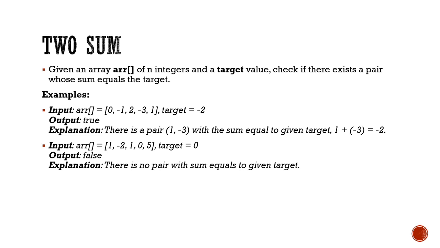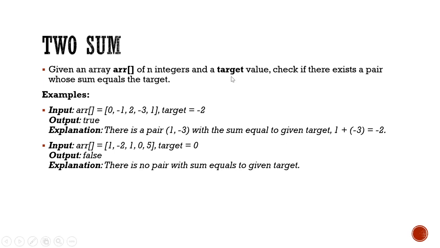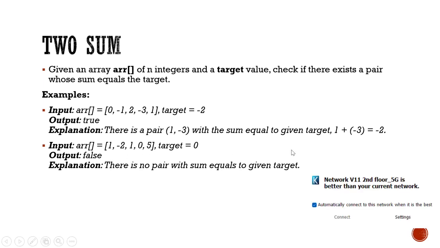In the second input, we have an array of 1, -2, 1, 0 and 5 and the target is 0. We have an integer 0 in the array, but it is one integer. We need two integers to be summed up. So here we cannot sum up any two integers and hence we will be returning false.